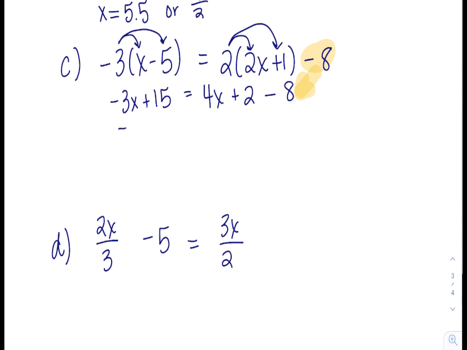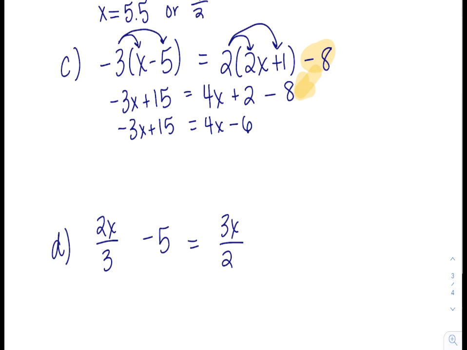Now we can simplify just a little bit more, because on the right we have plus 2 minus 8. And I can go ahead and do that on the same side. When you're on the same side of the equation, you simply do the operation written there. 2 minus 8 is negative 6.